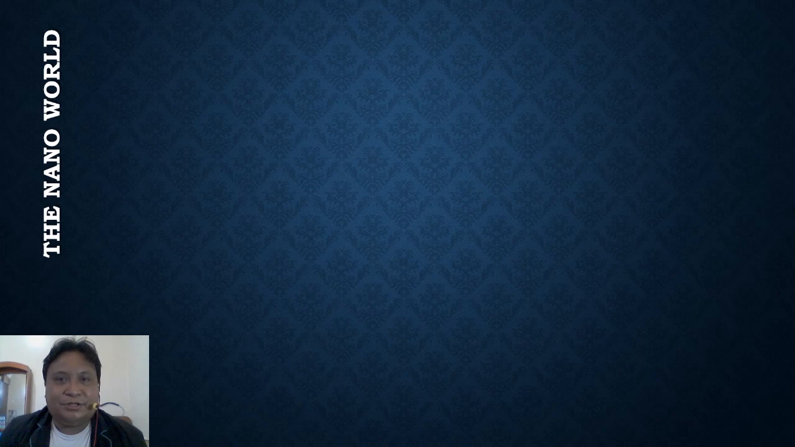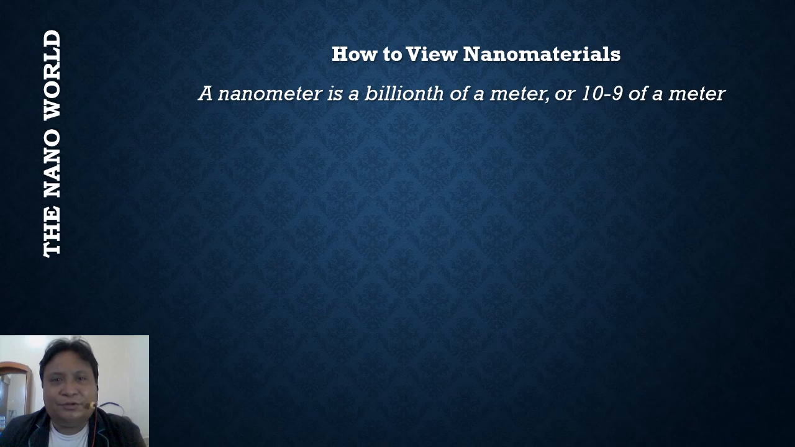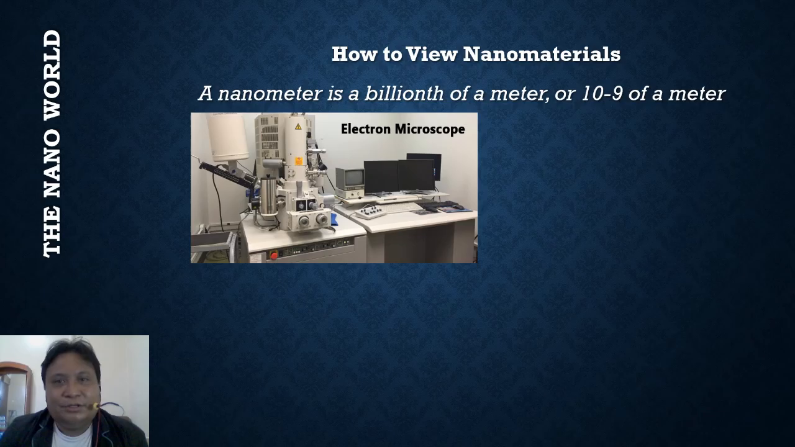Okay, so the scientists use special types of microscopes to view minute nanomaterials. So how to view nanomaterials? The first one here is the electron microscope. It utilizes a beam of electrons to light up a specimen and develop a well-magnified image.